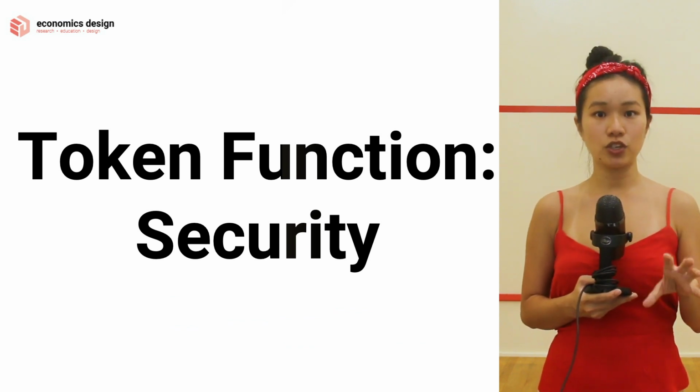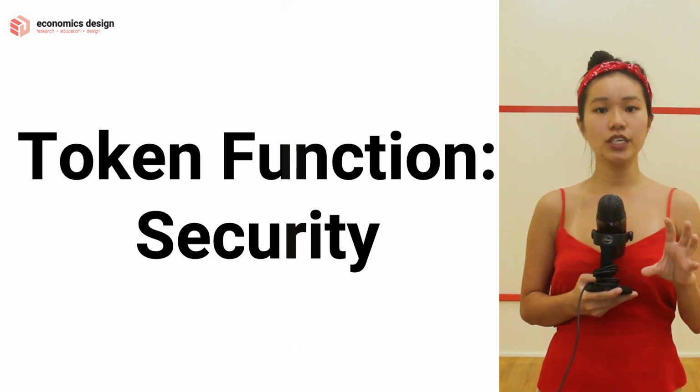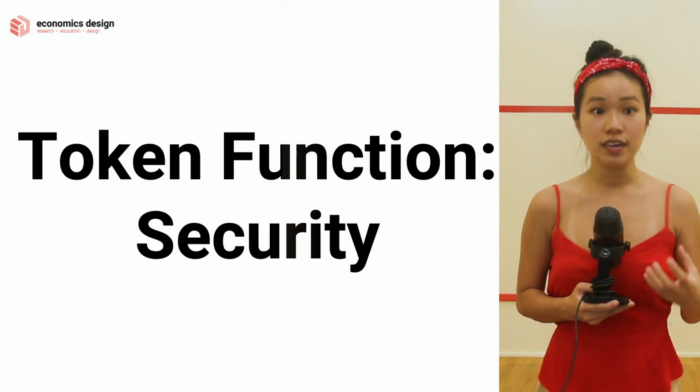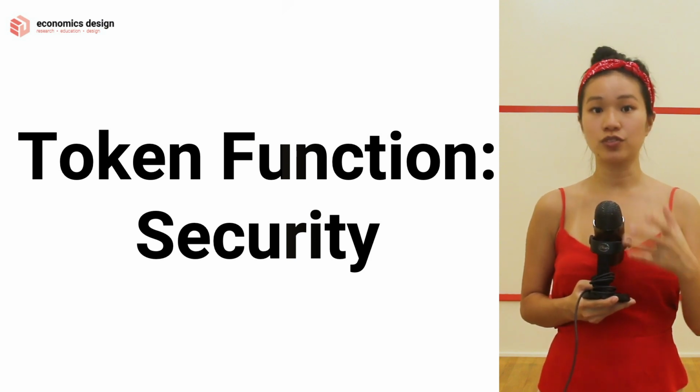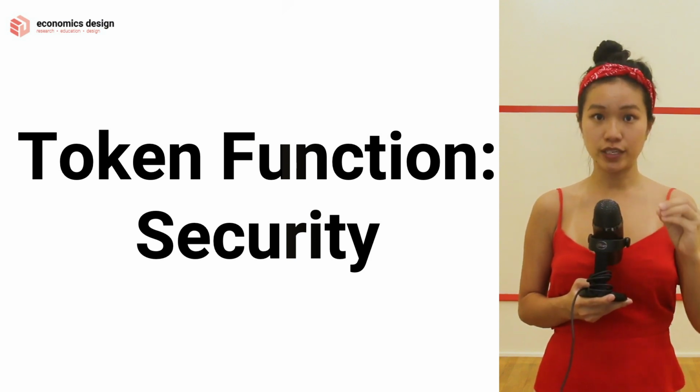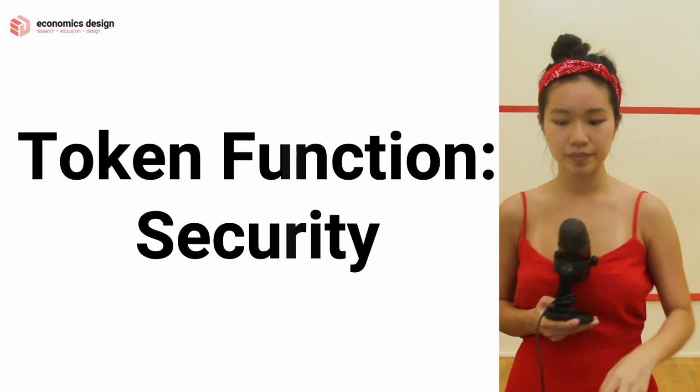What's the security token function? A security token function is where it represents an underlying asset. And this underlying asset, usually we call it a financial security, can generate revenues some way, somehow. How do we define that? Let's use a bonding curve.